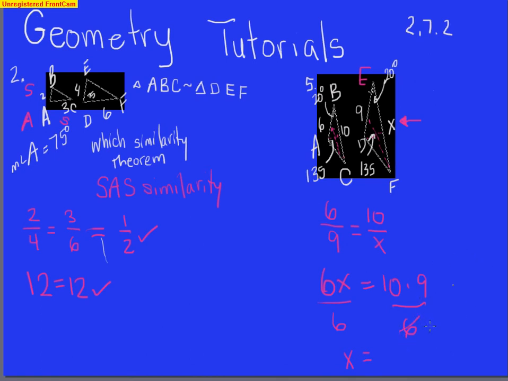So 6 divided by 3 is 2. 9 divided by 3 is 3. 10 divided by 2 is 1. 2 divided by 2 is 1. 10 divided by 2 is 5. So 5 times 3 is 15. And that's my answer.